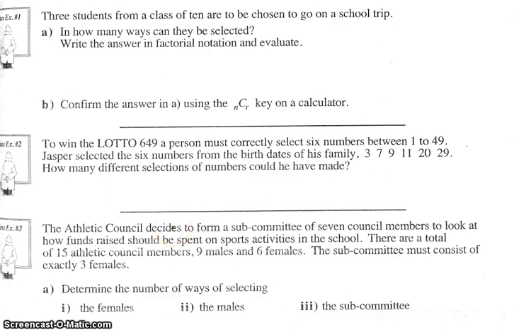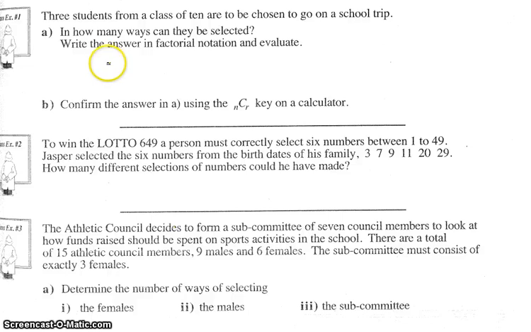Example 1. 3 students from a class of 10 are to be chosen to go on a school trip. How many ways can they be selected? Write the answer in factorial notation and evaluate, and then confirm the answer using your nCr button. Here's the scoop. With combinations, it doesn't matter the order in which these 3 students are selected because they're all going on the trip. With combinations, you do not have to do the fundamental counting principle like we have been doing. It's simply the nCr.